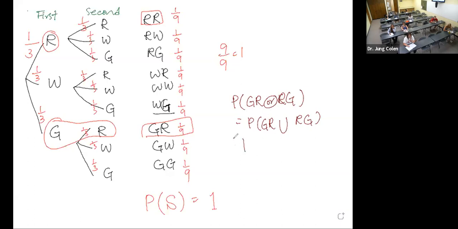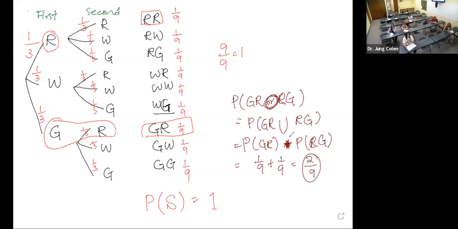You can just do the probability of green red and the probability of red green. You can just add them together because there's nothing overlapping in the Venn diagram, right? So nothing to subtract. The probability of green and red is 1/9. Red green is also 1/9. 1/9 plus 1/9 is 2/9. Okay? So for an OR statement, you can add them together.